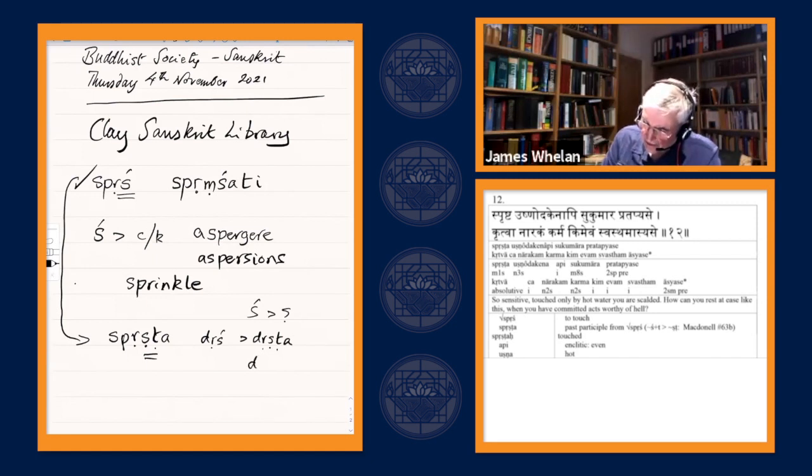Incidentally, little rabbit hole here. We can make a verb that means to see. We can make a verbal noun, drishta, seen. Drishti means a seeing, and therefore a view. And in Pali, it becomes ditti, which we all know as samma ditthi, right view. Right, back to where we were. Sprishta ushnodikenapi.